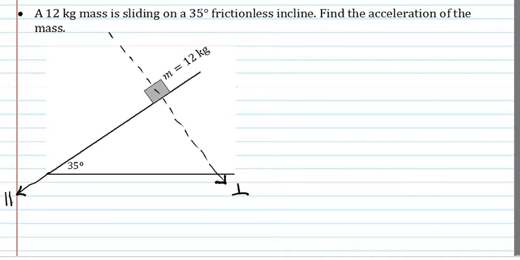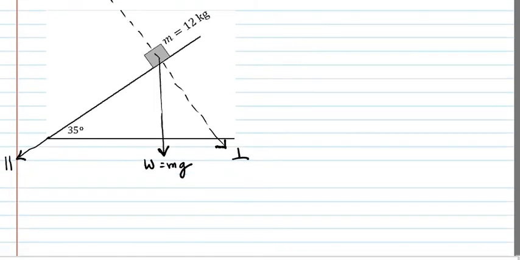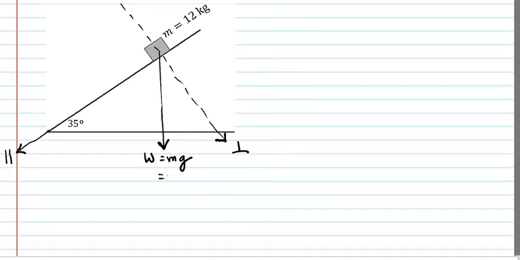The mass is moving and accelerating because of the gravitational force. So let's try drawing that in. Gravitational force coming straight down. And that's the weight of the object, which is mg. That'll be 12 times 9.8. So the weight is 117.6 newtons.